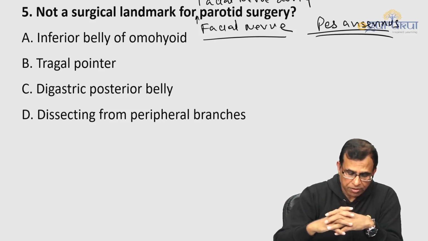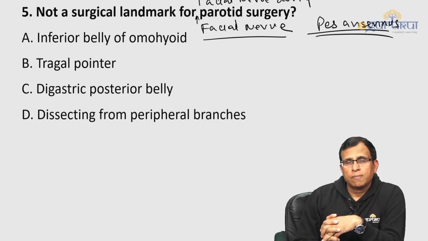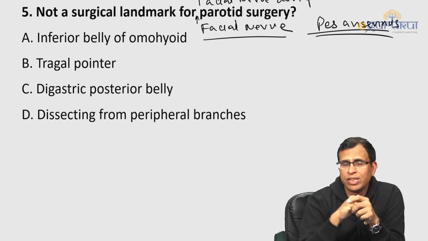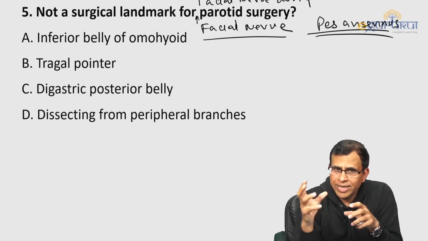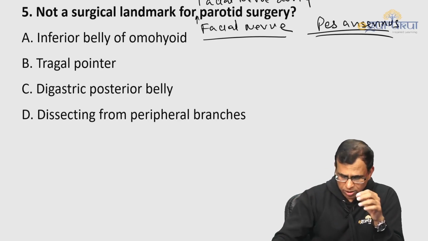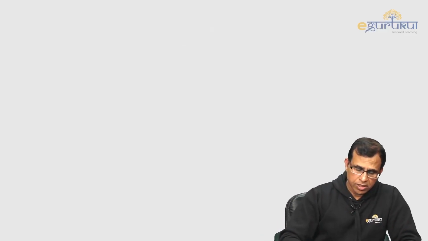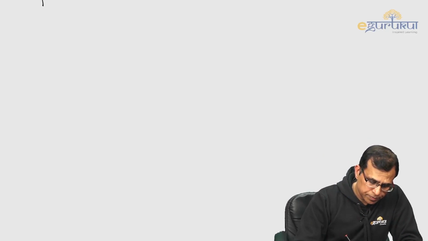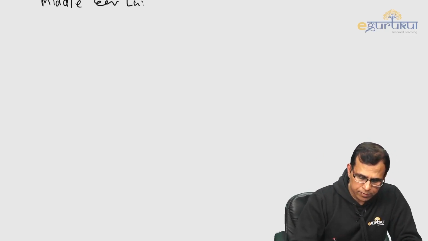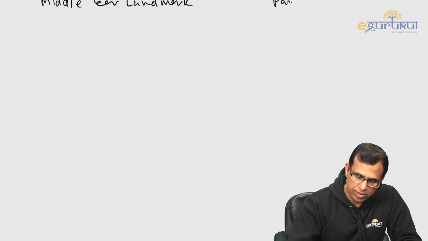Right. Now, facial nerve is also running through the middle ear, and while the facial nerve is running in the ear, again there are certain landmarks. So, I will tell you all the important landmarks of the facial nerve in the ear, middle ear landmarks of facial nerve, and parotid landmarks for facial nerve.